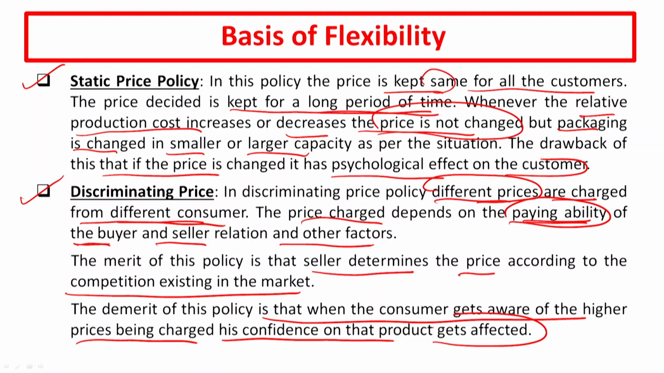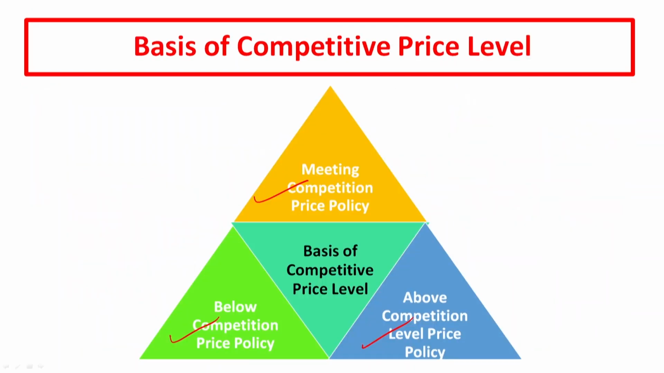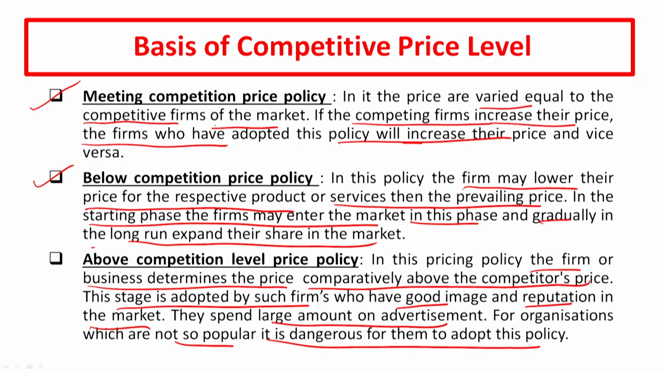On the other hand, in discriminating price policy, the price was changed from consumer to consumer based on their paying capacity or ability. Then we talked about basis of competitive price level. We talked about three aspects: meeting competition price policy, above competition price policy, and below competition price policy. Meeting competition price policy, in which the price was kept as per the competitor's price. Below competition price policy, in which the price was kept below the competitor's price, and above competition price policy, in which the price was kept above the competitor's price. In above one, you can only take this policy when your brand is having a good image in the market.